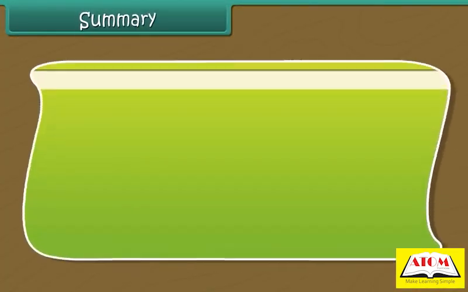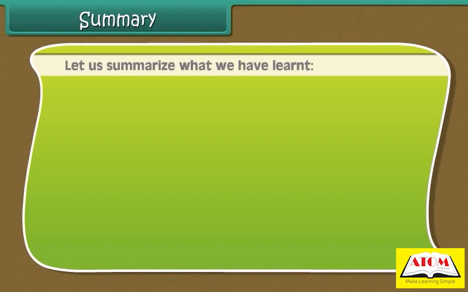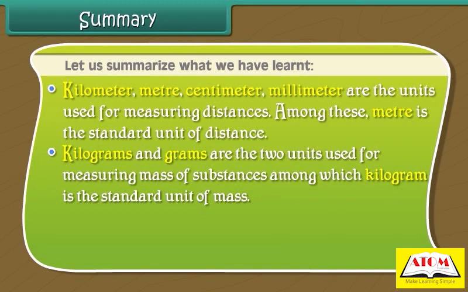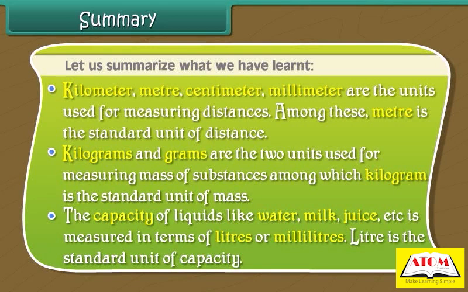Summary. Let us summarize what we have learned. Kilometer, meter, centimeter, and millimeter are the units used for measuring distances. Among these, meter is the standard unit of distance. Kilograms and grams are the two units used for measuring mass of substances, among which kilogram is the standard unit of mass. The capacity of liquids like water, milk, juice, etc. is measured in terms of liters or milliliters. Liter is the standard unit of capacity.